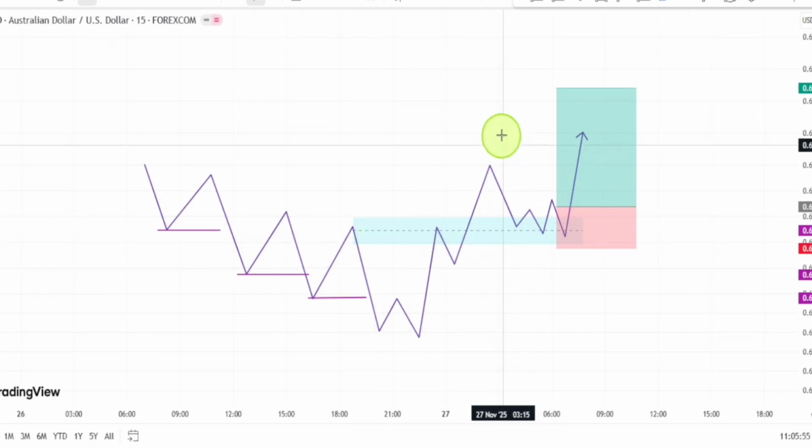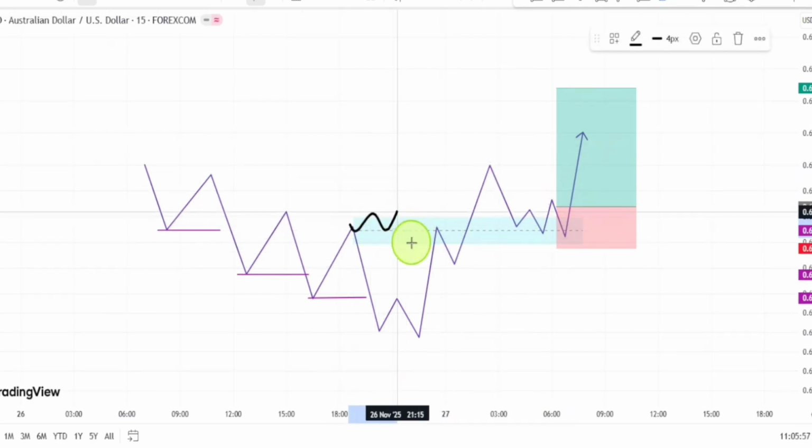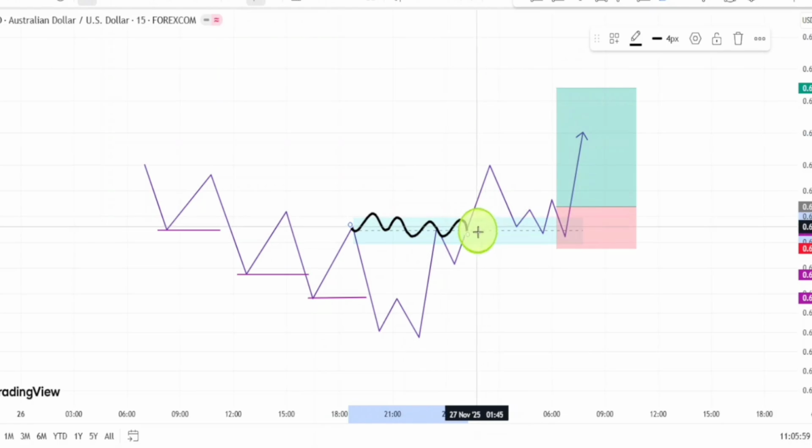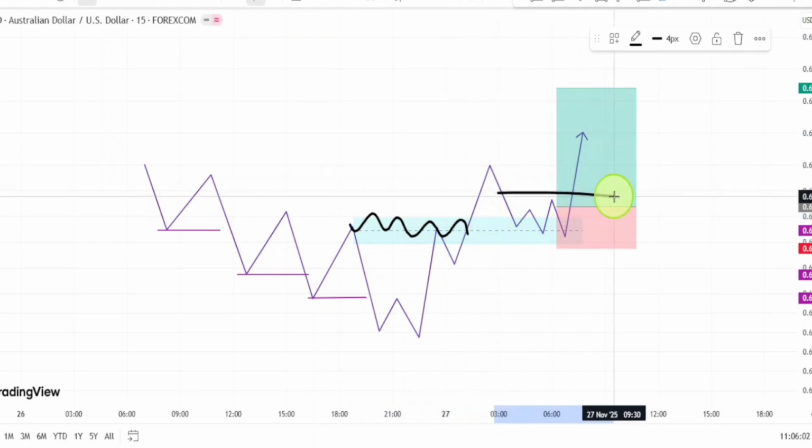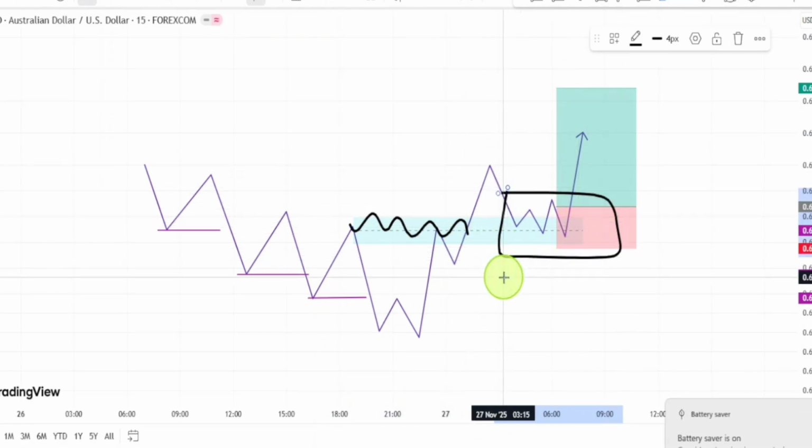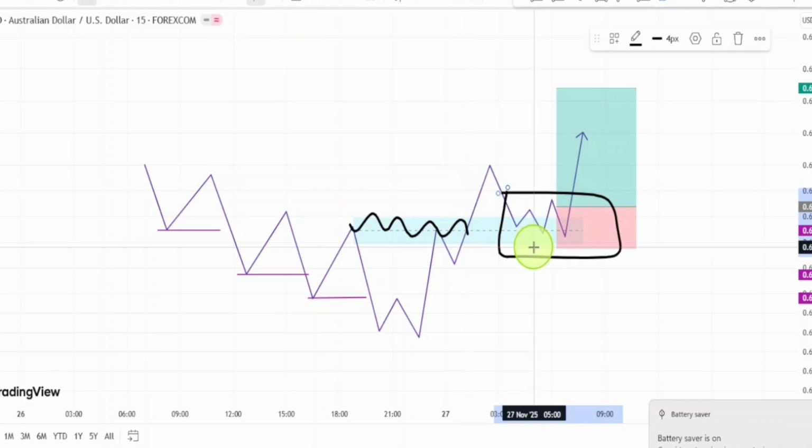So if there's a break and a retest, this order block here is no more valid again. Why? Because there has been a breakout. So this area here becomes a breaker block. Price has to come into that zone, give us a reaction, and then we look to take the buy trade from there to the upside.